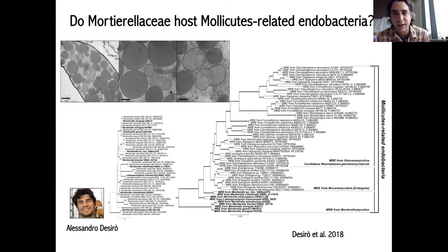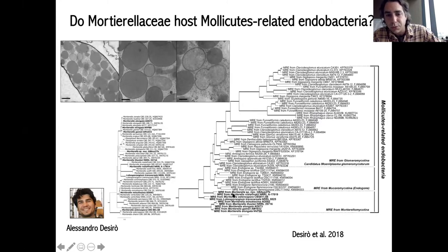So there's a second group of endobacteria that I want to talk about. These are the Mollicutes-related endobacteria. And this was a passion of Alessandro Desirò, who came to work in my lab as a postdoc. He had worked with Paola Bonfante and characterized MRE in arbuscular mycorrhizal fungi. And then he discovered them in Endogone, which is an ectomycorrhizal fungus in the Endogonales. So he really wanted to know, are they in Mortierellaceae as well? And in fact, he was able to demonstrate that they are, in only 3% of our cultures. So we went through hundreds of cultures, but he found them in nearly every clade, what at the time we would call a genus now.